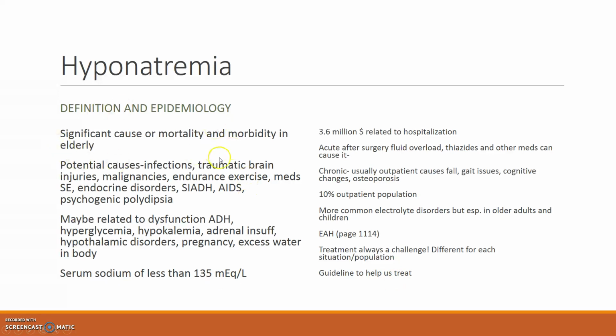There are many potential causes of hyponatremia. So again, just a tremendous amount of things can cause hyponatremia, from infection, traumatic brain injury, malignancy. I would like to pull out a couple. Endurance exercise, all through your chapter, there is so much information about that. And I want you to pay attention to that, particularly, and med side effects, endocrine disorders, and that psychogenic polydipsia.